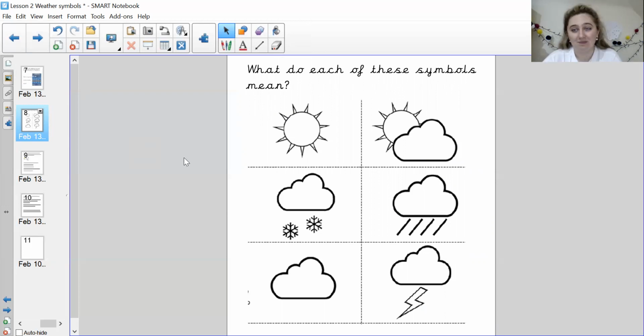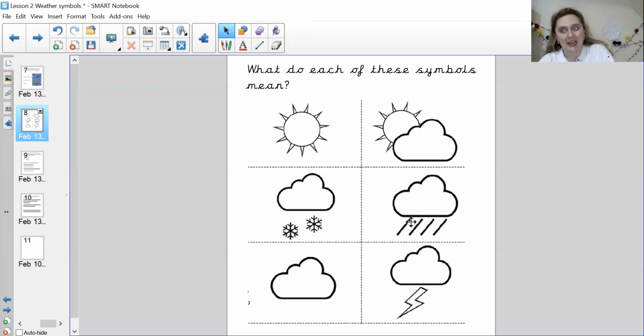Okay, so I think we should play a guessing game. What do you think this symbol means the weather is going to be like? Sunny! Well done. Okay, how about this one? Good, this one means sunny with a little bit of cloud, or sunny and cloudy. Okay, what do you think this one means? Well done, snowy. It's going to snow. Okay, this one's a little bit tricky. What do you think this one's going to mean?